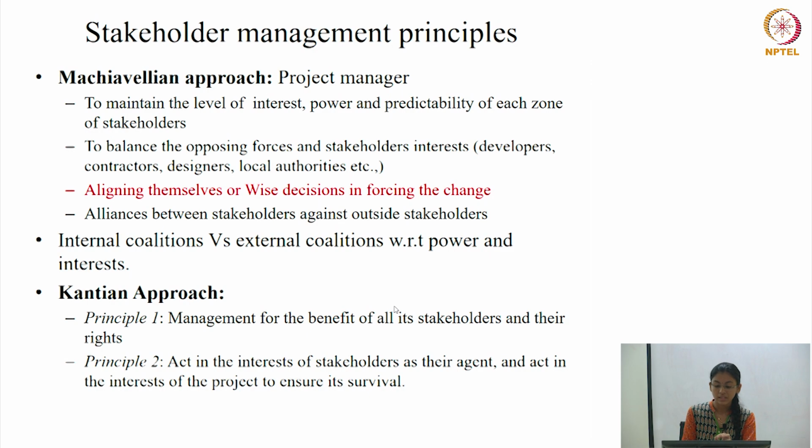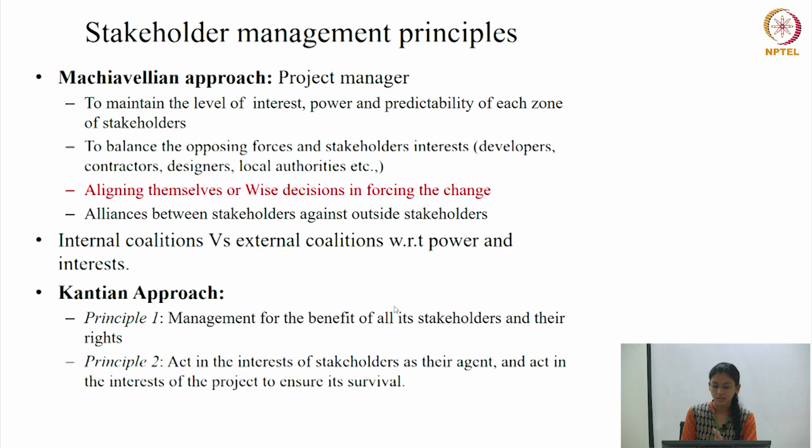Alliances between the stakeholders against outside stakeholders. When there are stakeholders that are very powerful and are trying to influence the project with their power, there can be alliances between the stakeholders that are inside the project, and they can act against the outside stakeholders. This has to be taken care of by the project manager. And the internal coalitions versus external coalitions is also the same. They can be active or passive with respect to the power and interest at that particular point of time and the stage of the project.